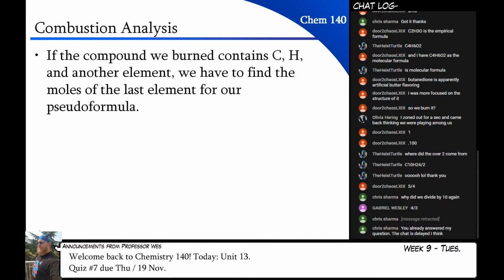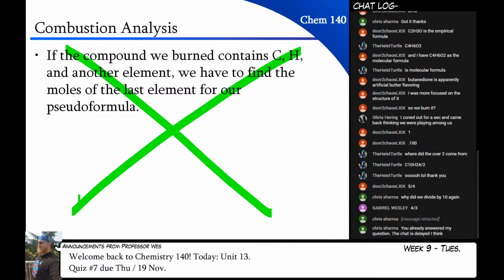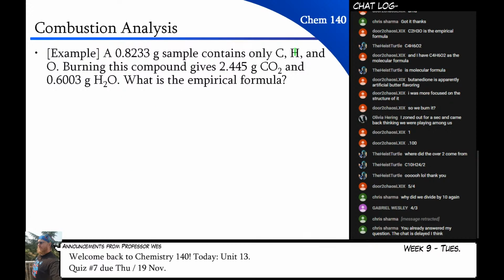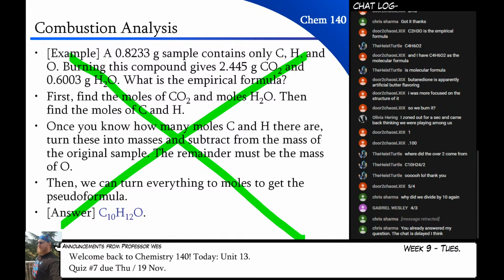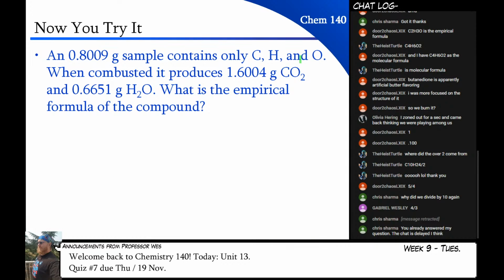This slide is going to talk about how to deal with if you have another element that is not carbon or hydrogen. We're not going to cover that in this class, so I'm just going to put a big X through these slides because we're not going to deal with them. I'm not going to test you on them. We're going to deal with that in Chem 161 just because this is a whole extra step that we had to add onto this ordeal. And the only practice problem I have has C, H, and O in it.